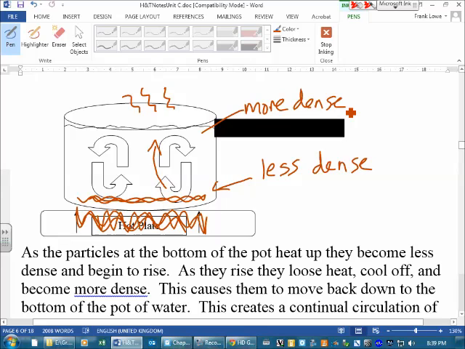Where does the more dense material go? That's right, it's going to fall back down. And then it's going to get heated up again, become less dense, and rise. Lose its heat, become more dense, and go back down. Those are called convection currents. Okay, I want to show you a couple.